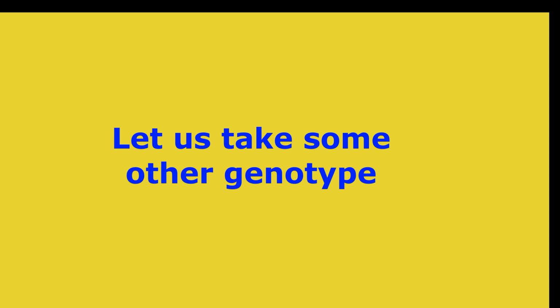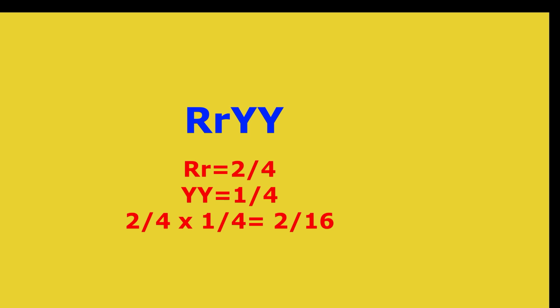Let us take an example. Capital R, small r, capital Y. How many individuals have this genotype out of the 16? I already told you the dihybrid is the product of two monohybrids. So capital R and small r, that means 2/4, and capital Y, that is 1/4. So 2/4 times 1/4 is equal to 2/16. So two individuals out of the 16 have the genotype capital R, small r, capital Y.